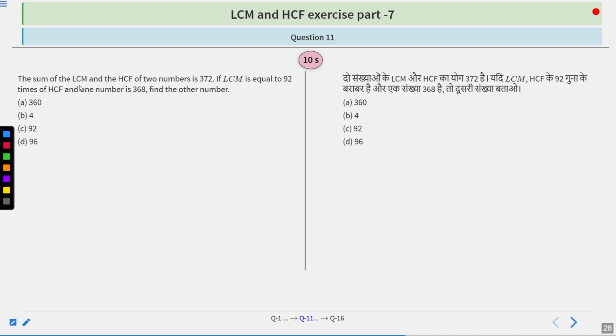The sum of the LCM and the HCF of two numbers is 372. If LCM is equal to 92 times the HCF and one number is 368, find the other number. Options are 360, 4, 92, and 96.